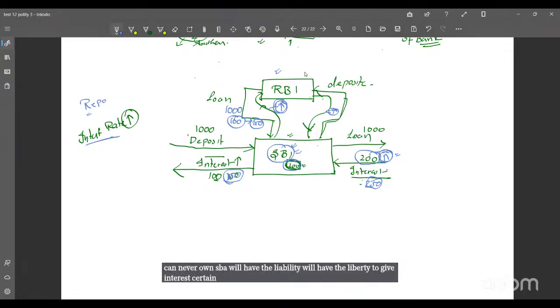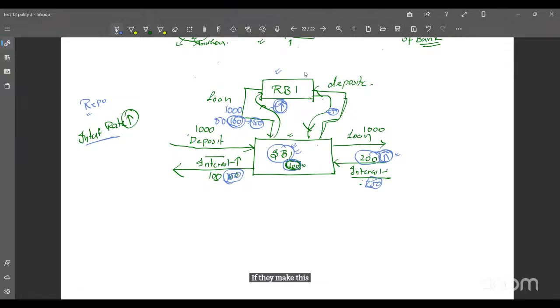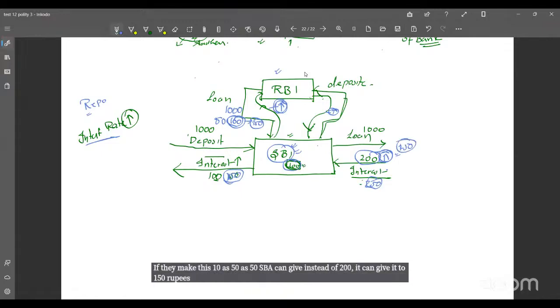இதை வந்து 100 rupees 50 ஆக்கிட்டாங்கன்னா, if they make this 100 as 50, SBI can give, instead of 200, it can give it at 150 rupees. It can reduce 50 rupees from what it gets from the people.